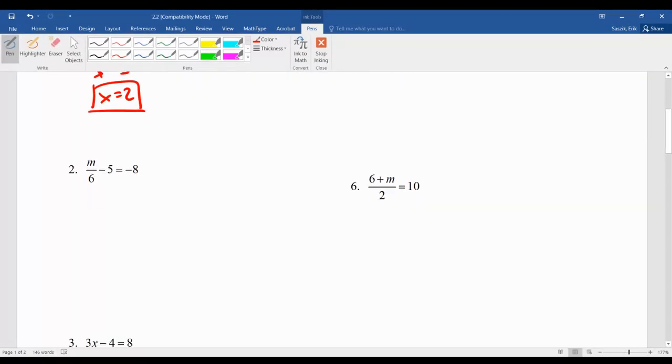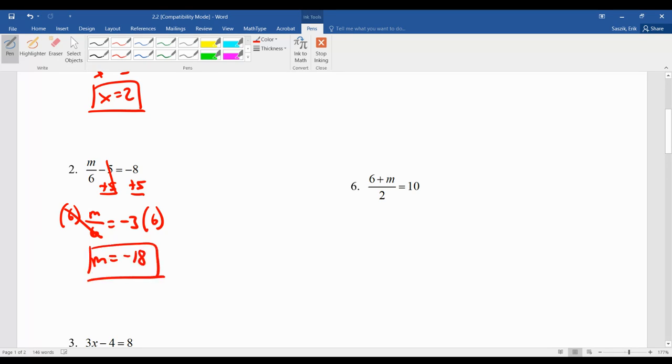Now this is something we've talked about in our Zoom class, but there's a couple different ways you can do number 2. What I'm going to do, I want to get m by itself. I'm just going to get rid of this 5, just like we did above. So we have m over 6 equals negative 8 plus 5, which is negative 3. The opposite of dividing by 6 is to multiply by 6. But whatever I do on one side, I have to do on the other. So I hope that makes sense.